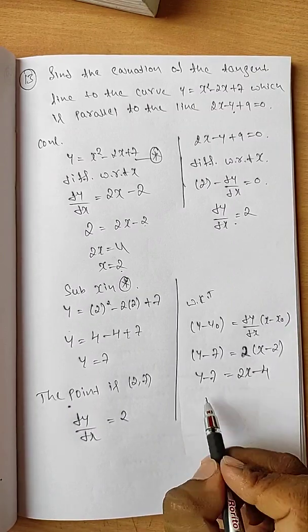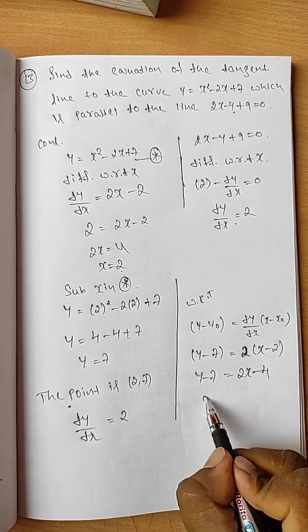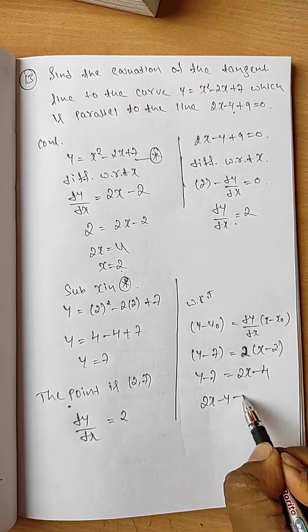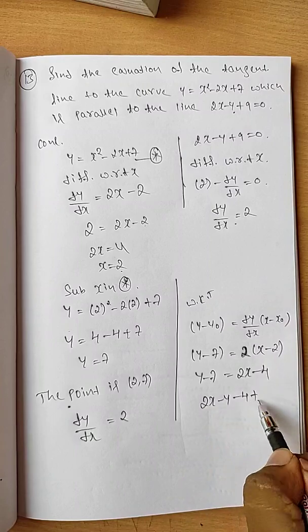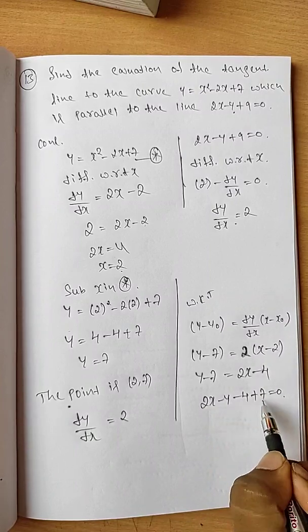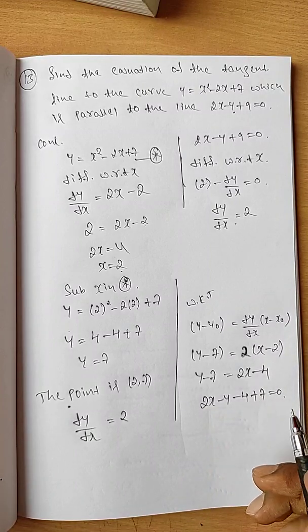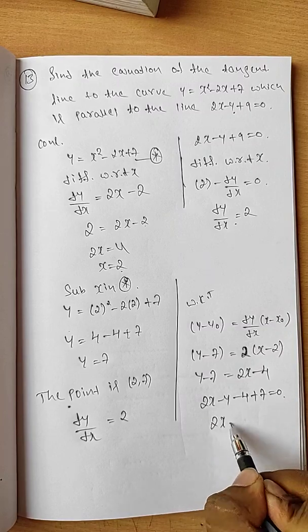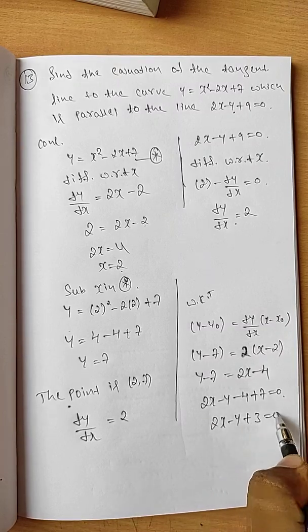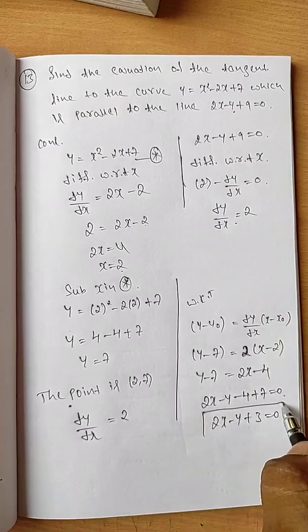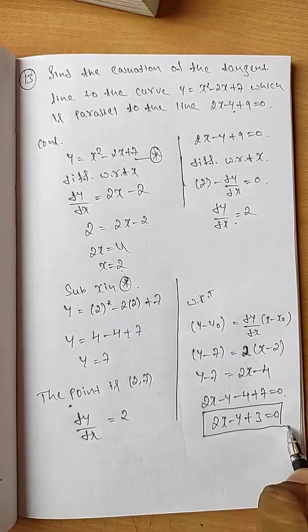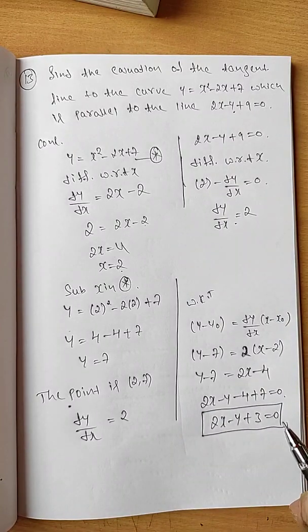Now bringing y to this side, 2x minus y minus 4, and bringing 7 to this side, plus 7 is equal to 0. 7 minus 4, what is 7 minus 4? It is 3. So 2x minus y plus 3 is equal to 0 is the equation of a line. Is it clear?